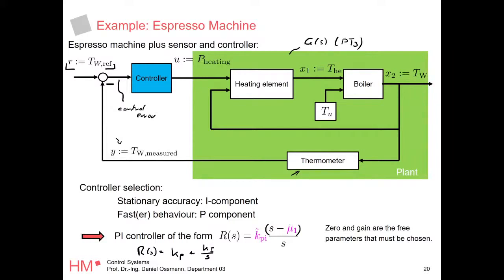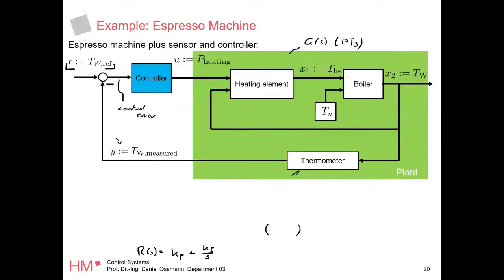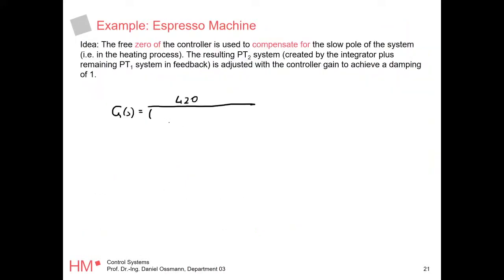Okay, so let's take on the transfer function of our espresso machine one more time. I'm going to write it down. So G of S, it's just a pure transfer function of our espresso machine. We said it's 420 over, and the time constants are those: 5.4, 0.1, 0.5. Let's write it down in a time constant form.